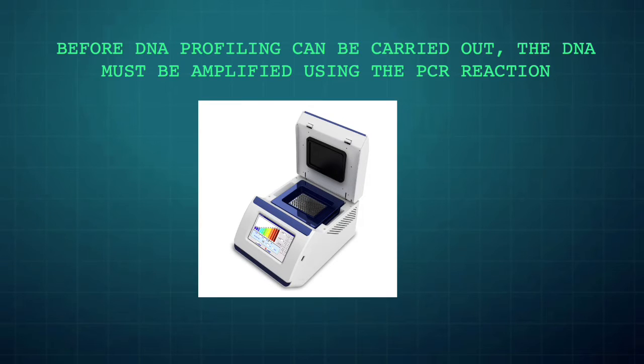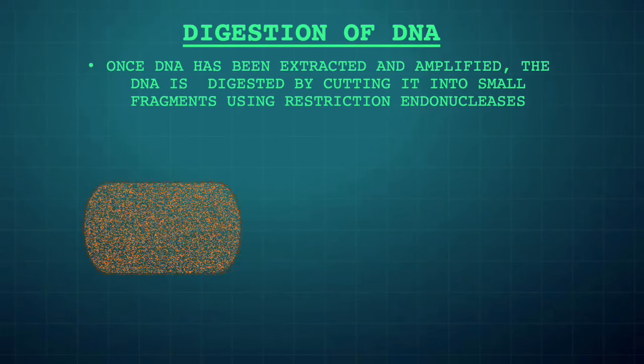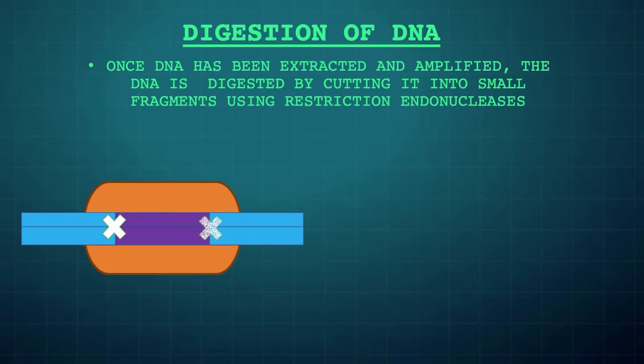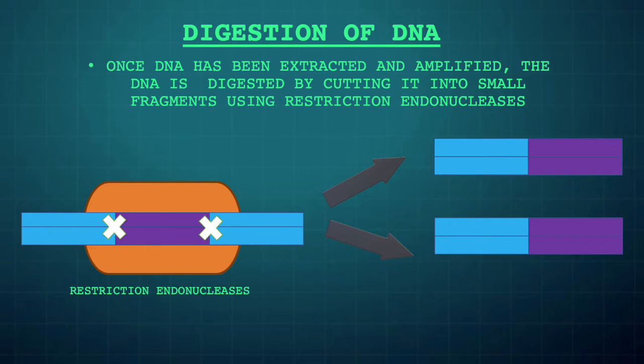The DNA can be extracted from the remains of blood, hair, or skin. Once the DNA has been extracted and amplified, the DNA is digested by cutting it into small fragments using restriction enzymes.